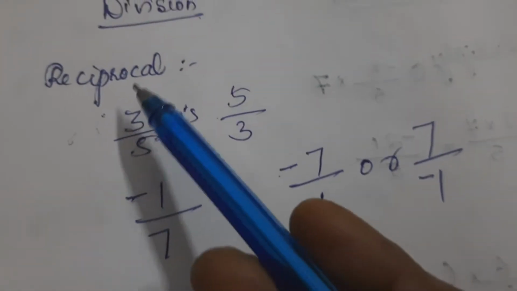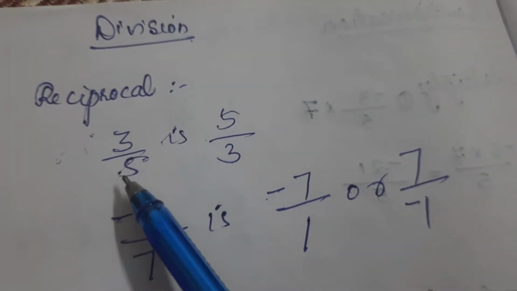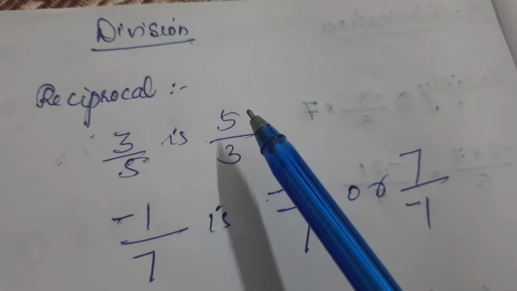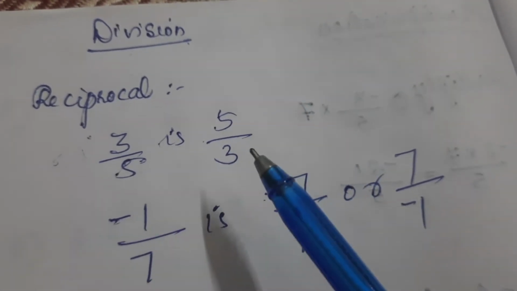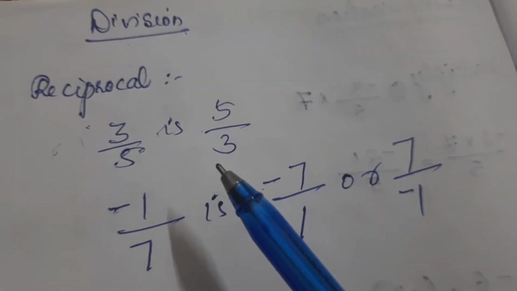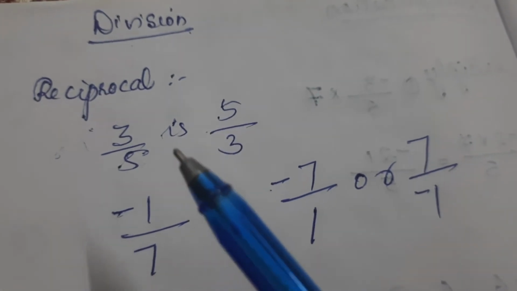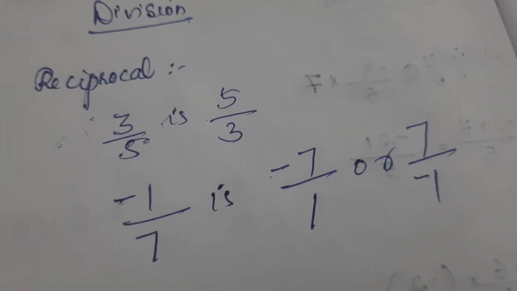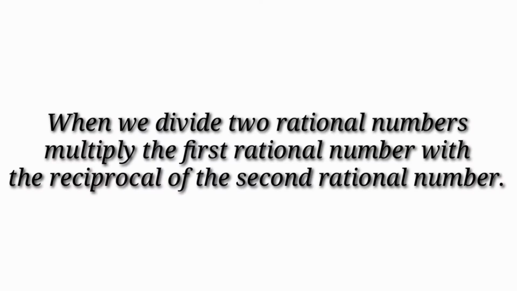Now, when we divide two rational numbers, we have to find the reciprocal of the second rational number and multiply it with the first rational number. When we divide two rational numbers, multiply the first rational number with the reciprocal of the second rational number.